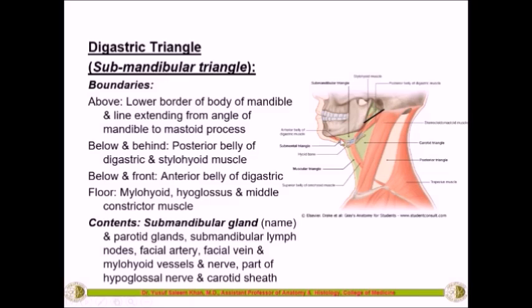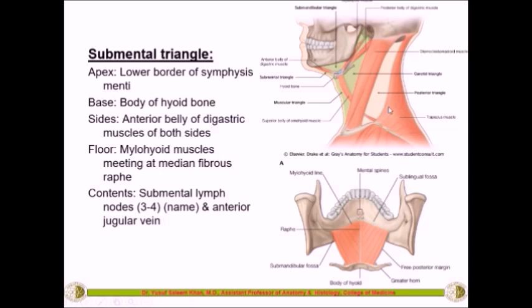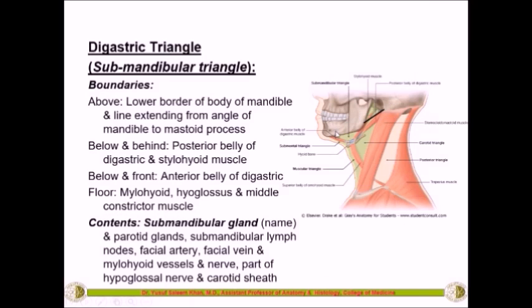These are the three boundaries. The base is formed by the base of the mandible and the imaginary line drawn from the angle of the mandible up to the mastoid process, and anterior inferiorly we have the anterior belly of digastric, posterior inferiorly we have the posterior belly of digastric. These are the three boundaries.